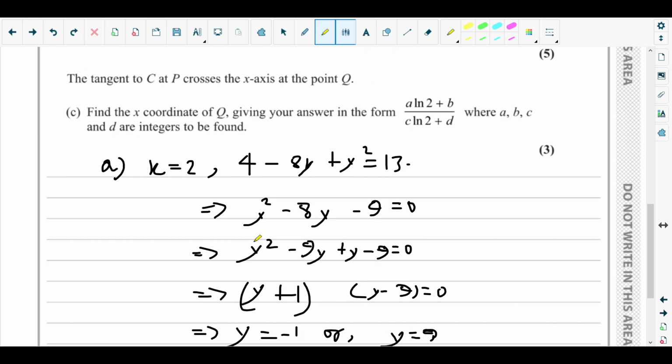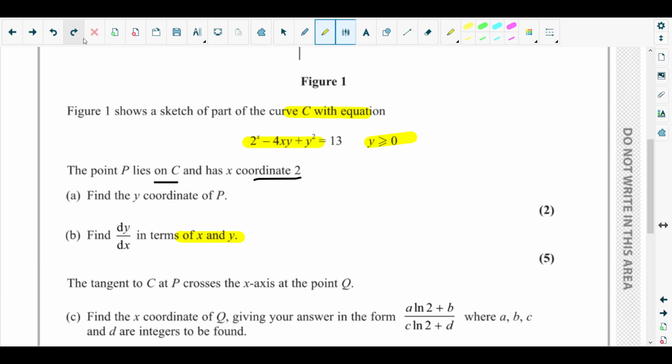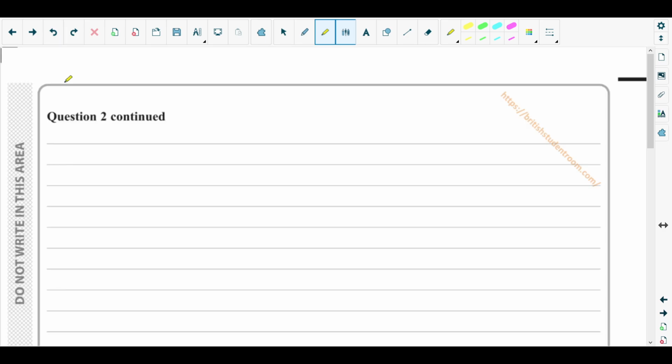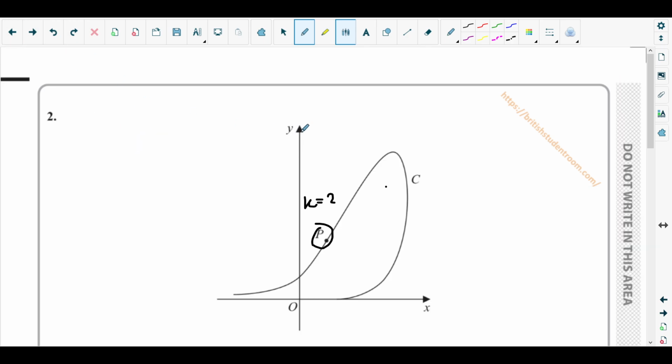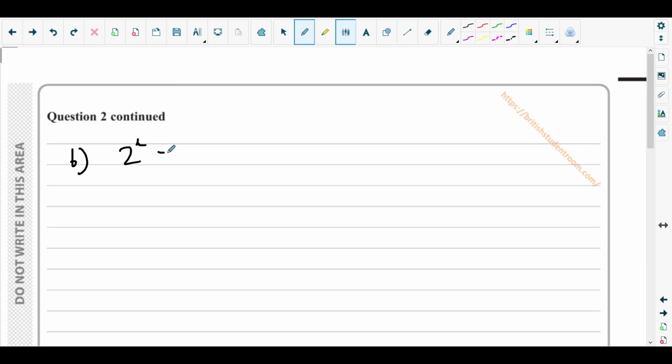So if you see this equation, 2 to the power x minus 4xy plus y squared equals 13. For part B, let me write the equation at first since it's on the previous page. So 2 to the power x, then negative 4xy plus y squared equals 13. Okay, this is the equation of the curve.